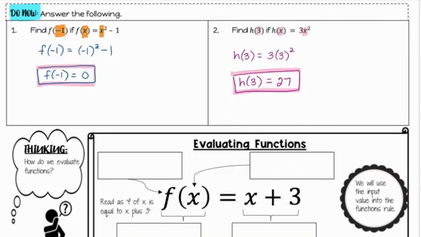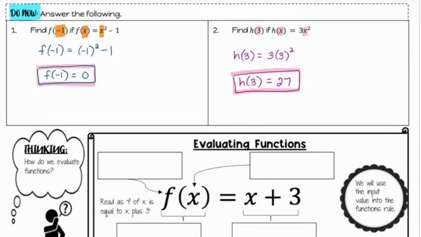Okay, so this is what you should have got. For number 1, your input is -1. I highlighted it. That means that anywhere I see an X, I'm going to replace it, substitute, and I get an output value of 0. For number 2, the same thing. We have an H function, H of 3 we're looking for. So the input is 3. Wherever you see the X, you're going to replace it with 3, giving you an output value of 27.